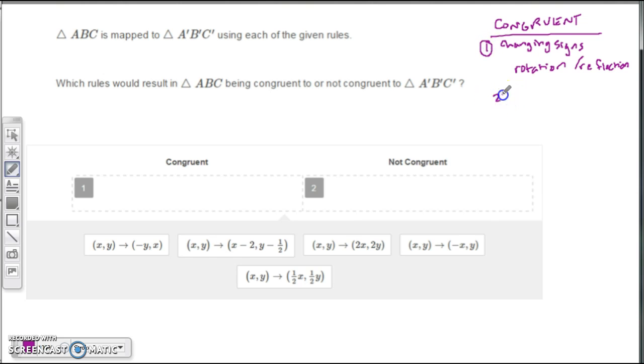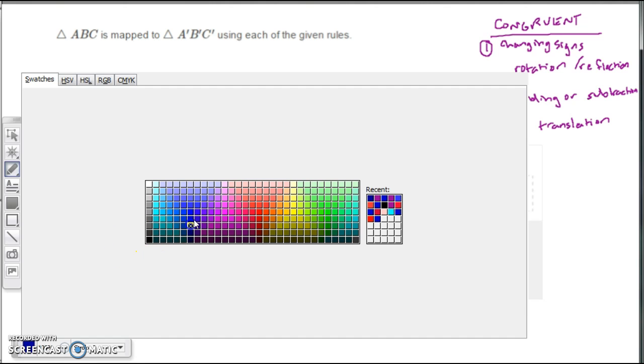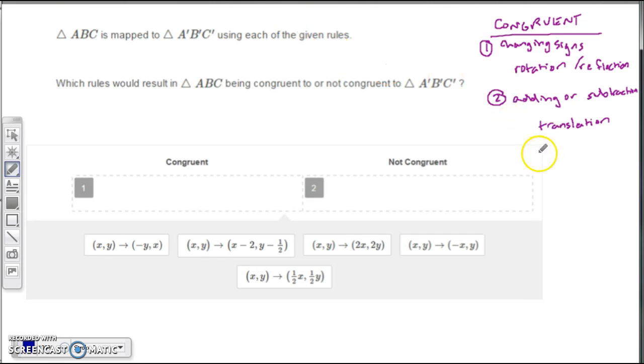If we are adding or subtracting to y, adding or subtracting, that's a translation. And we know that translations are rigid motions and produce congruent figures. We produce not congruent figures when we dilate.